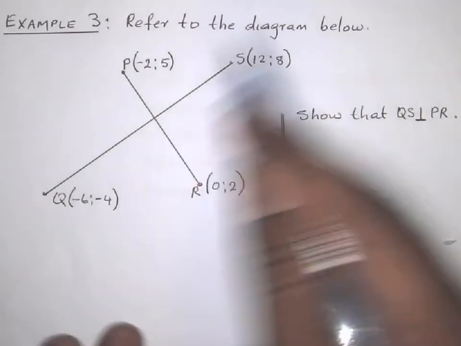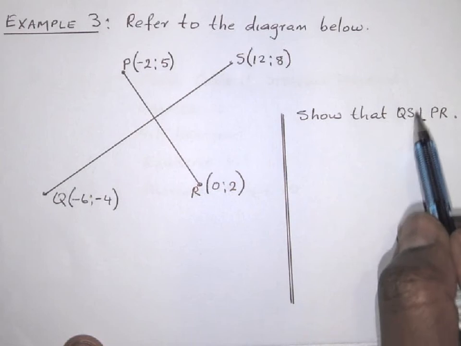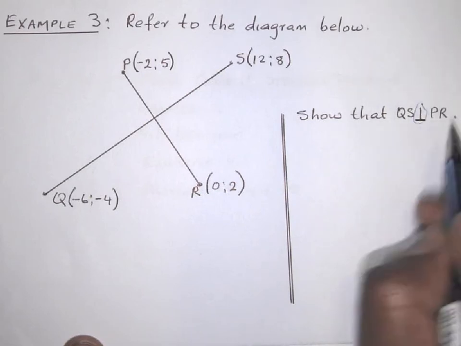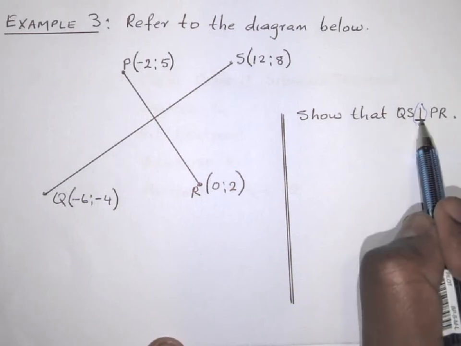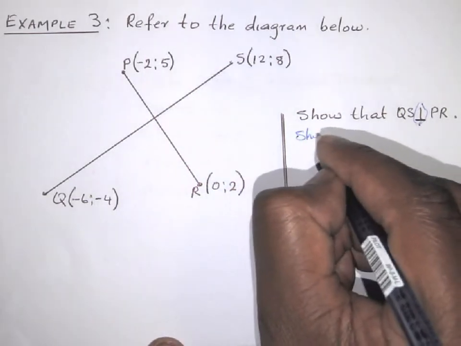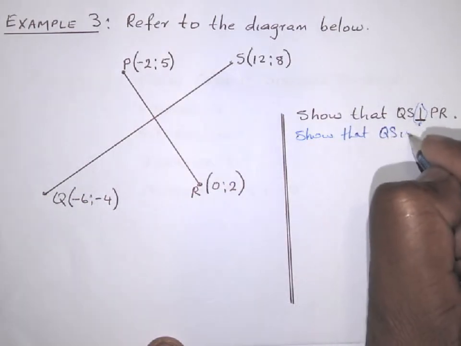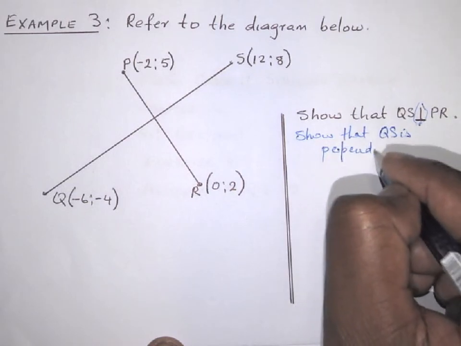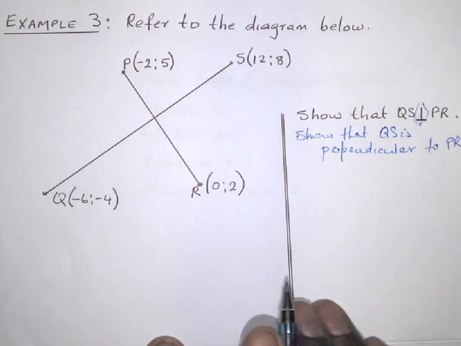They say refer to this diagram here. So the diagram is drawn like this. They say show that QS, this symbol, PR. What does this mean? It is the symbol for perpendicular. So we must show that QS is perpendicular to PR. That is what we must show.